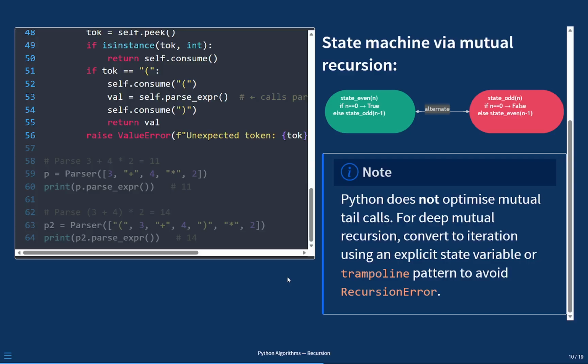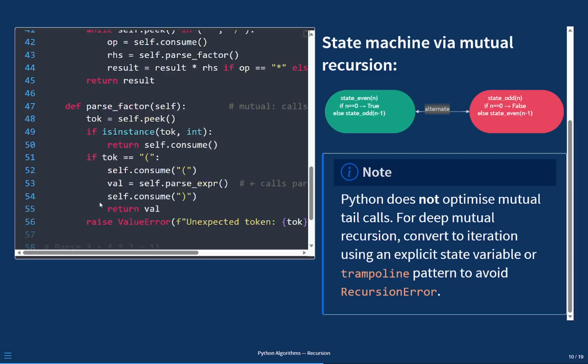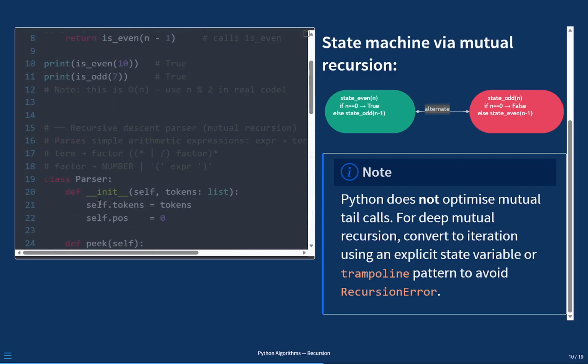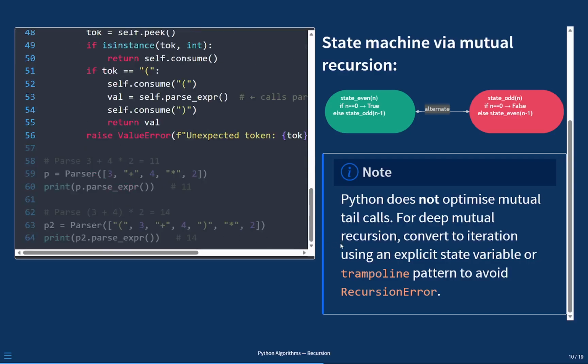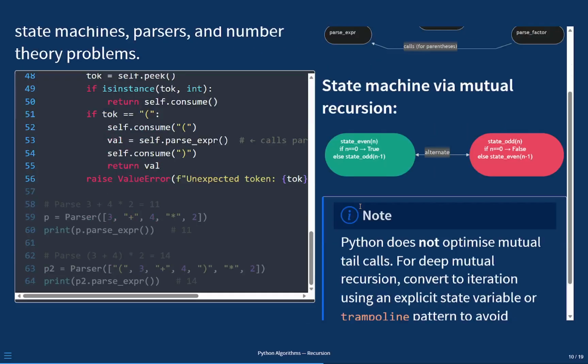Click. The mutual recursion call graph makes the dependency cycle explicit. parse_expr calls parse_term, which calls parse_factor, which calls parse_expr for parentheses. Click. The state machine diagram shows another angle. state_even and state_odd alternate with each step, together implementing a parity machine through nothing but function calls.